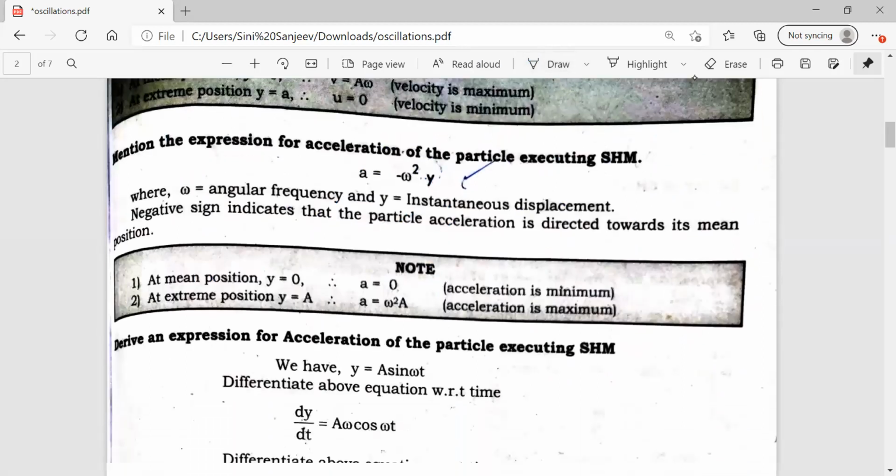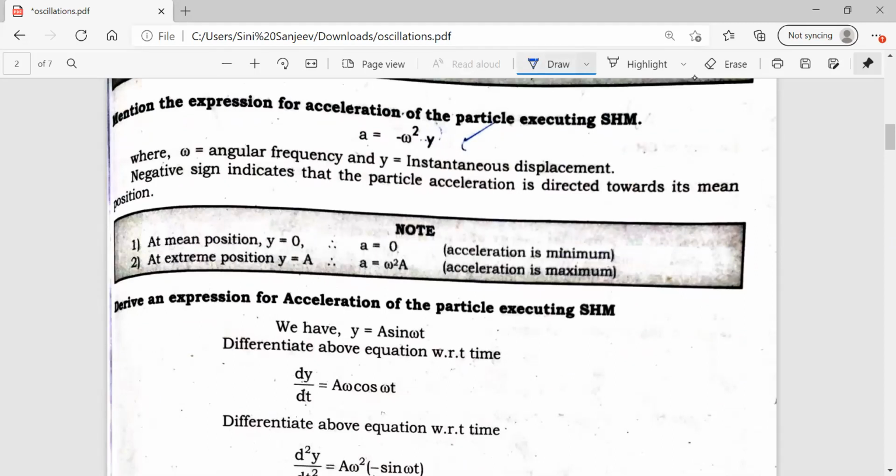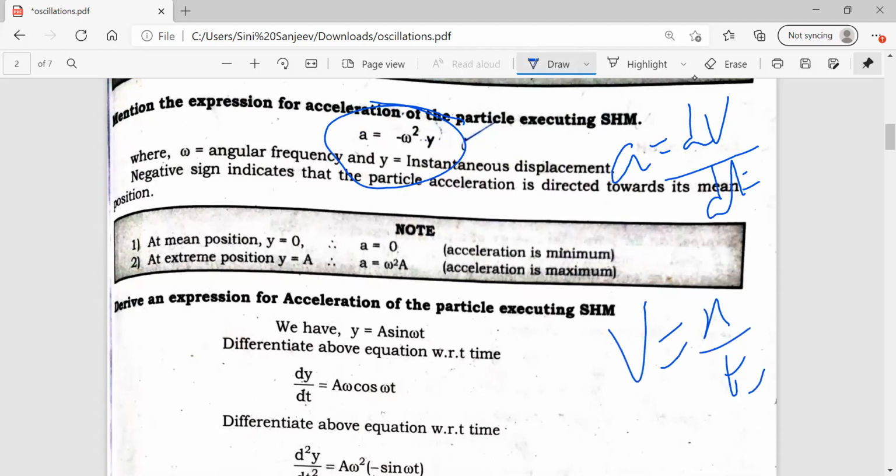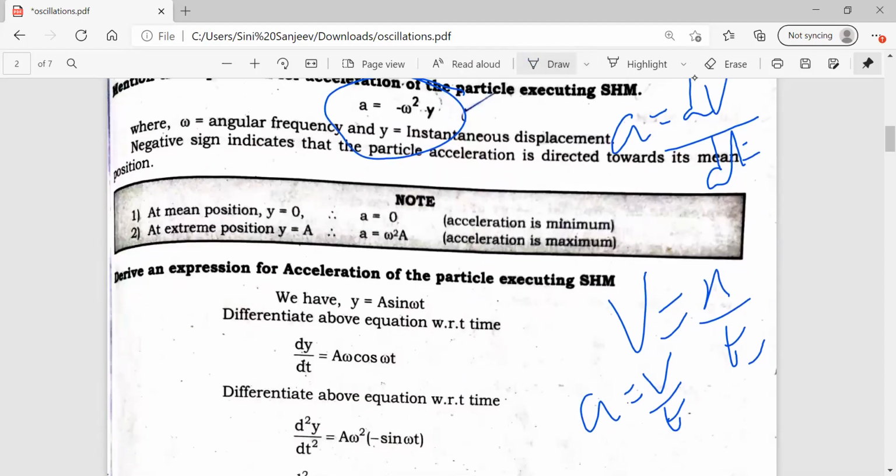Second one, we have to prove what? Acceleration is minus omega square y. Again, I'm coming to the first 3 to 4 chapters where we just studied velocity and acceleration. What is acceleration generally? I have to differentiate velocity. What is my velocity? Displacement by time. What is my acceleration? Velocity by time. Up to this, we know very clearly what it is.